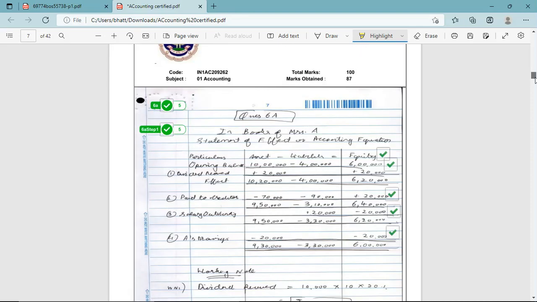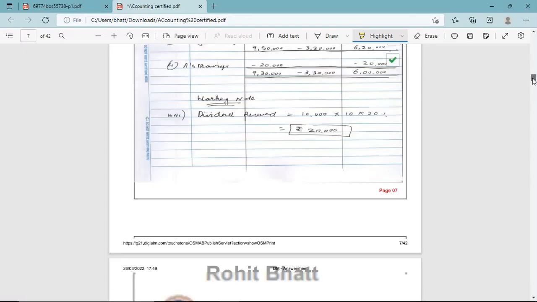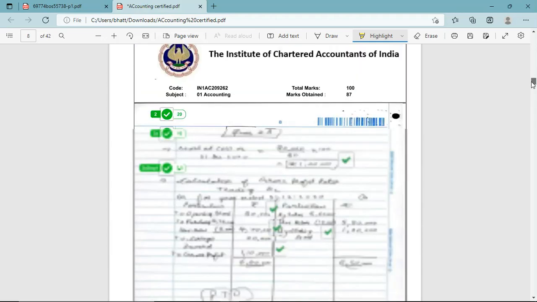Then sixth A, there was an accounting equation question from the fundamentals or accounting standard chapter that I did correctly. Here also I scored 5. So in the first question which I have attempted, I have scored 19 marks out of 20.